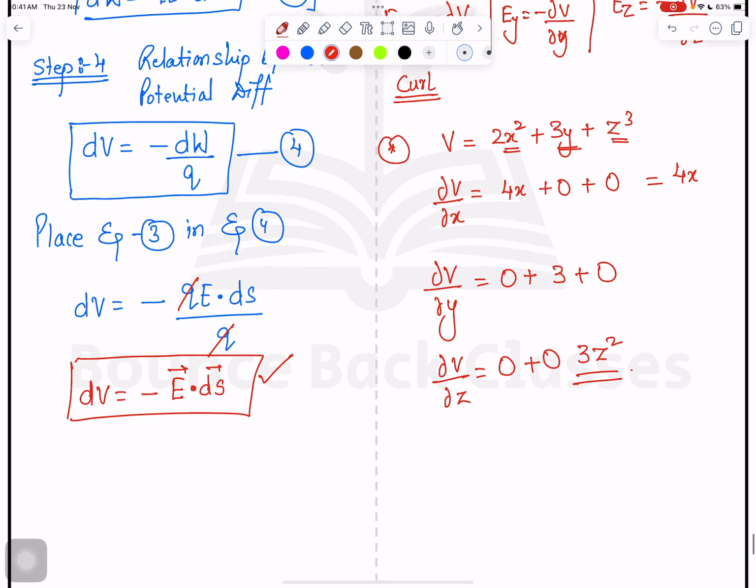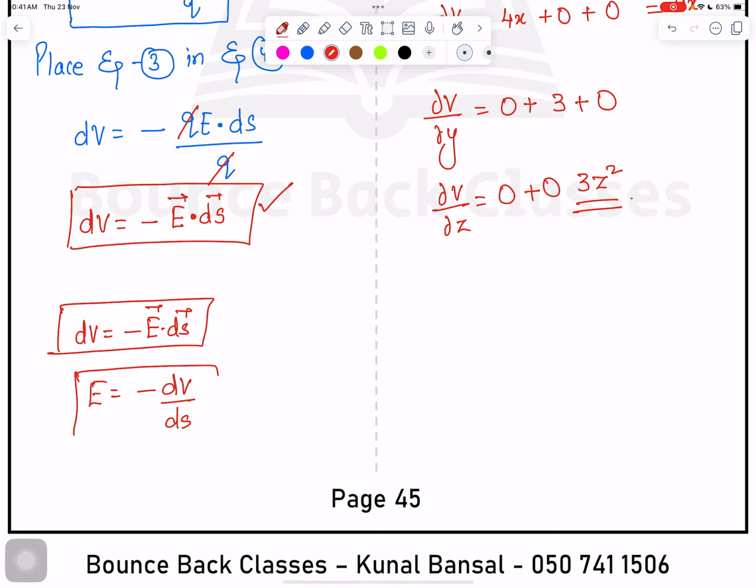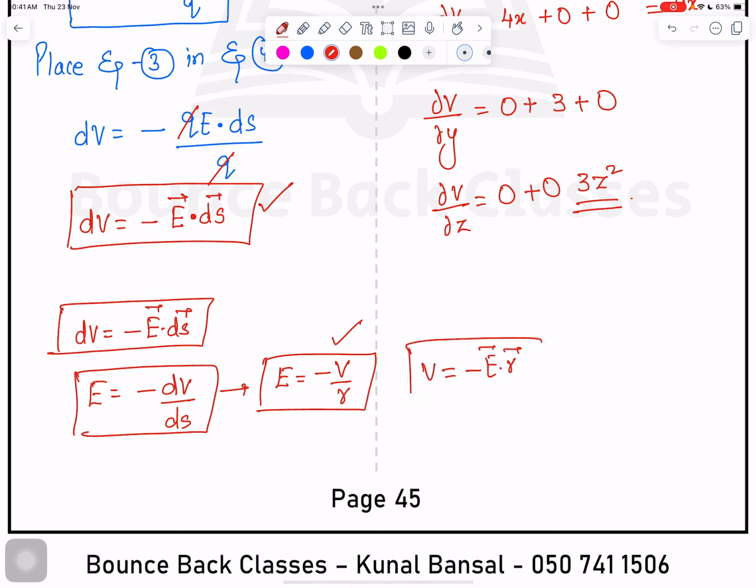You understand the formula, so you can use it either way. You can use dV is equal to negative E dot ds, or you can use E is equal to minus dV over ds. Instead of s we generally use r, so E is equal to negative V over r. You can use this one, or you can use negative E dot r, in any way. Clear, guys?